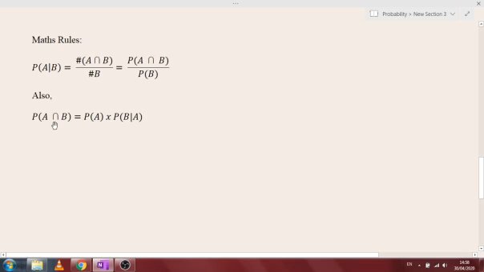And then this is a different way you can look at it. The probability of A intersection B is equal to the probability of just A multiplied by the probability of B given A. So if you're looking for that intersection, you can use this. If you're looking for the chance that it's A given B, you can use this.